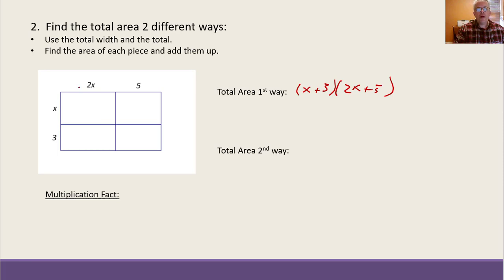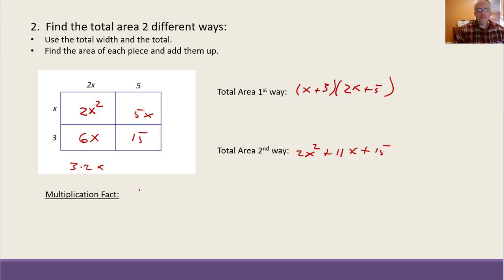All right, let's multiply to find the area of each piece. X times 2x is 2x squared. X times 5 is 5x. 3 times 2x, we're multiplying. 3 times 2 is 6x. And 3 times 5 is 15. So let's add them up. We have 2x squared. 5x plus 6x is 11x plus 15.